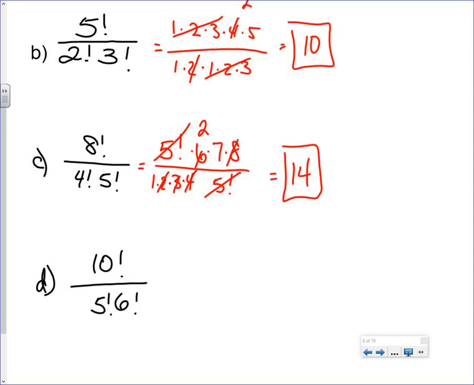Yeah, Nick. You would have just had 5 and 6 and 7 and 8, and then you would have had to take the 5. It's possible. It's just a little bit more work, if that makes sense.